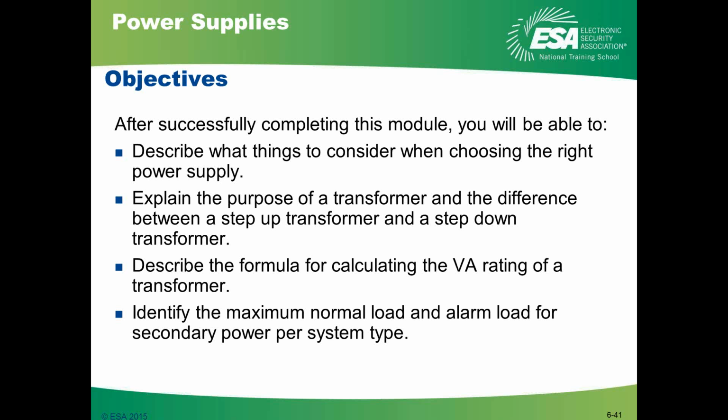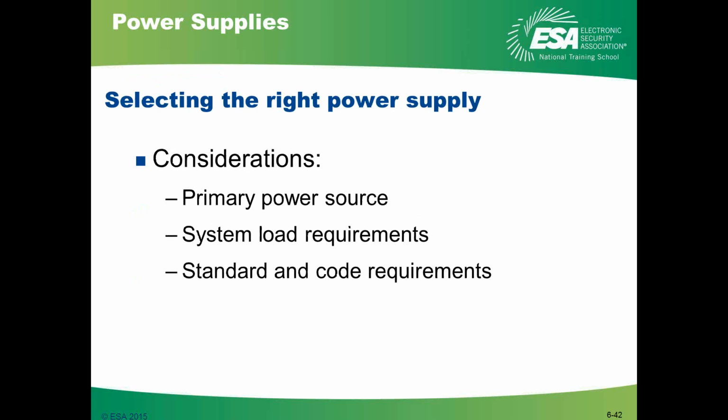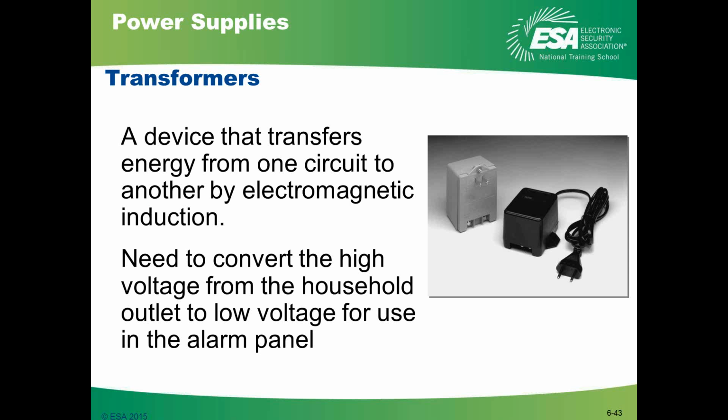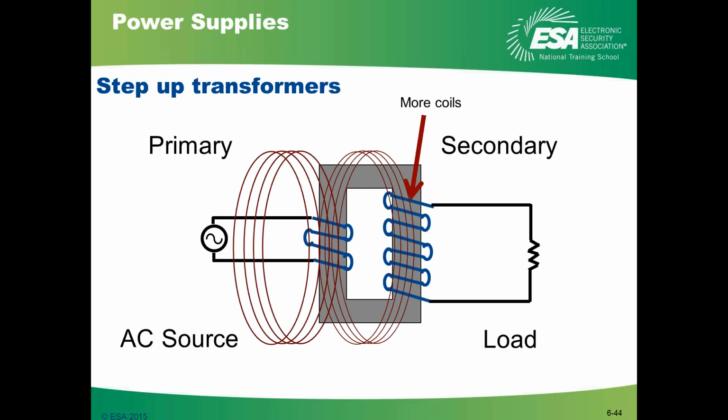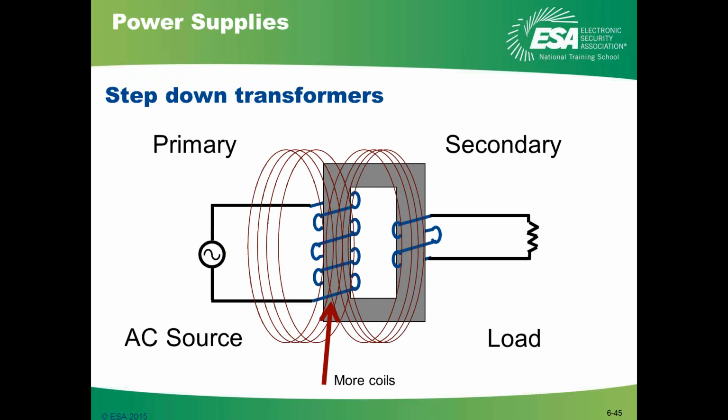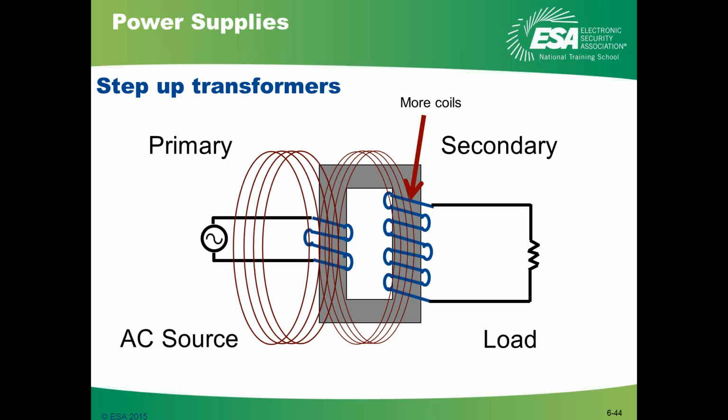It's also now a requirement in 72. So I think you'll see greater interest in how to actually do these calculations for the normal load and alarm load. It's how to select the right power supply. We've not changed that. And what a transformer is has not changed. The step up, step down, it's not changed, except you'll see that we've added the arrow that says more coils.